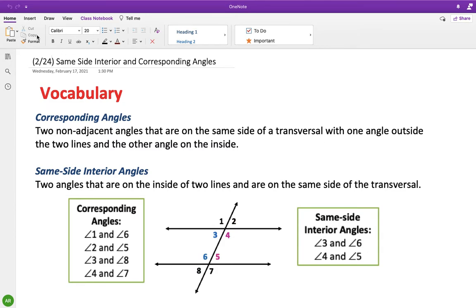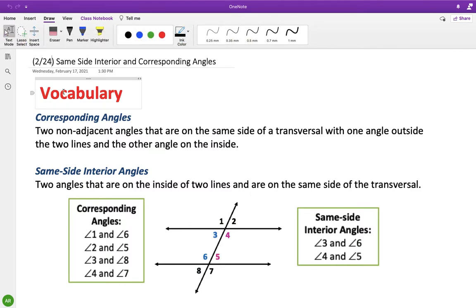A couple words in there we probably have to define. Non-adjacent means not next to, so angles that are not right next to each other. If we look down here at our diagram, at the top intersection, angle 1 has angle 2 and angle 3 adjacent. They're right next to it. Angle 4 is vertical. It's not adjacent, it's vertical of it. So just a couple quick reminders of what adjacent and vertical angles are.